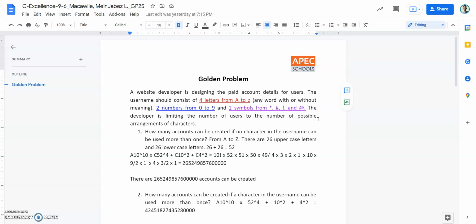The problem is a website developer is designing the account details for users. The username should consist of 4 letters from A to C, any word with or without meaning, 2 numbers from 0 to 9, and 2 symbols from times, hashtag, exclamation point, and mention. The developer is relating the number of users to the number of possible arrangements of characters. Here's question number 1.